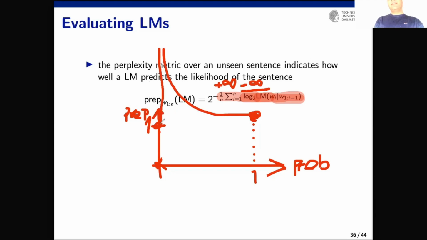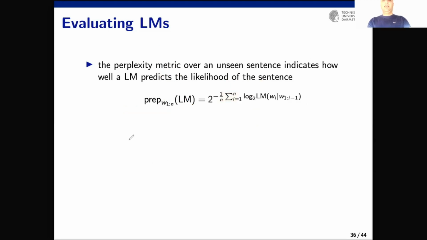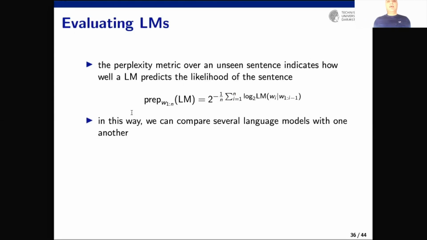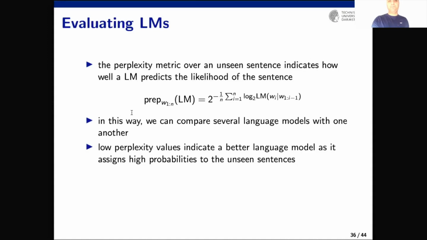So the perplexity function is a decreasing function. So if your model works better, the perplexity is lower. So this is important to notice that lower perplexity values indicate a better language model as it assigns higher probabilities to the unseen sentence.